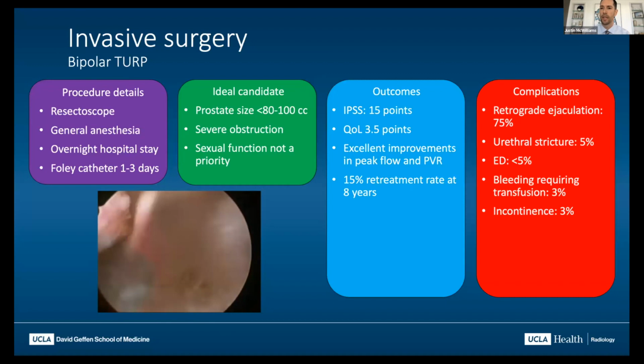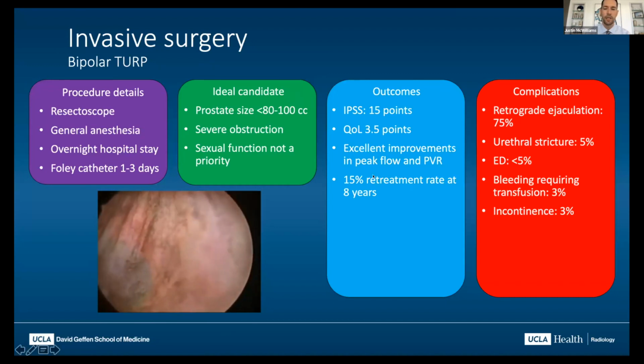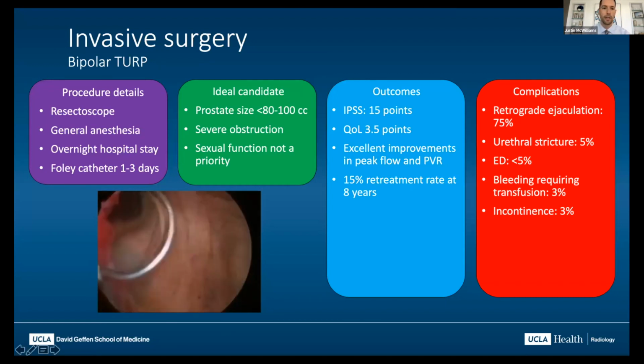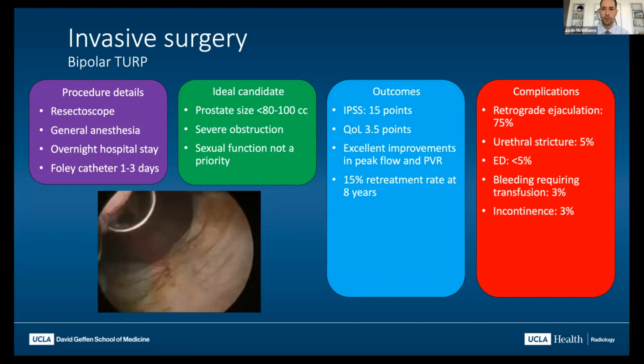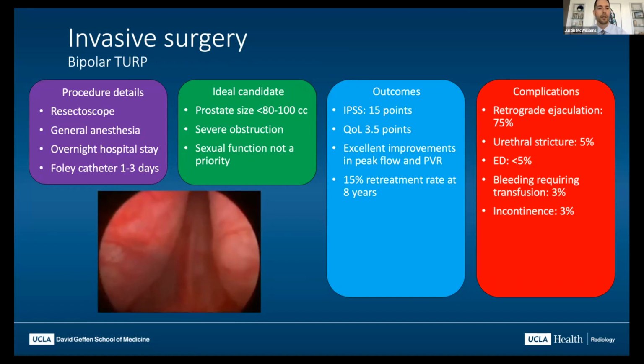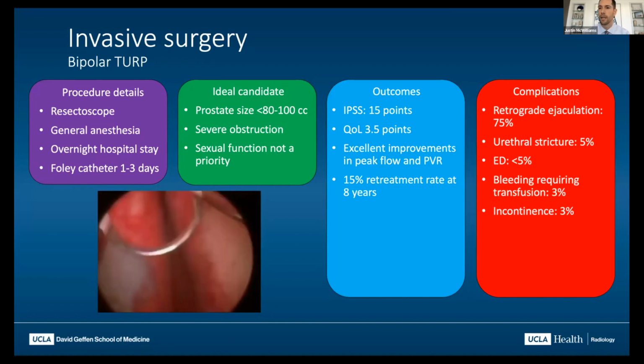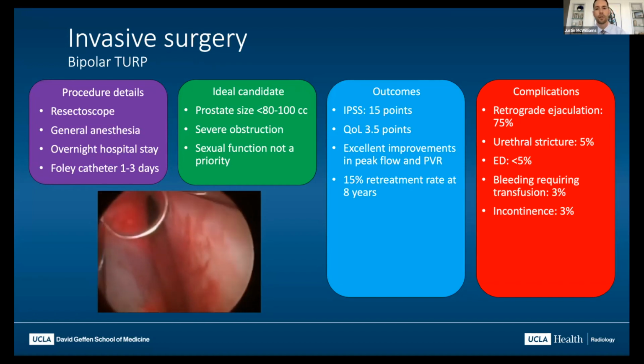And there are some complications with it, including most patients developing retrograde ejaculation. Basically, they lose the ability to ejaculate outwards. It goes up into the bladder instead. Urethral strictures, erectile dysfunction, major bleeding episodes, and even permanent urinary incontinence can be complications of this procedure.